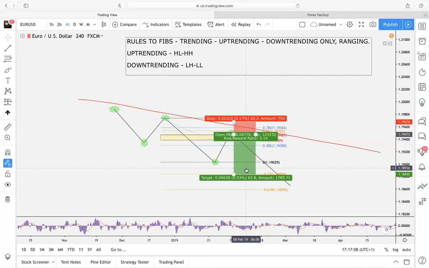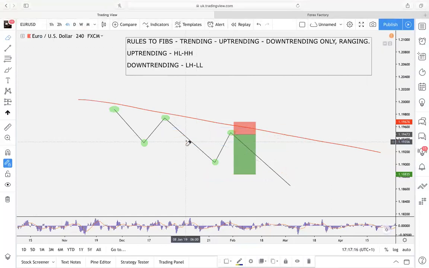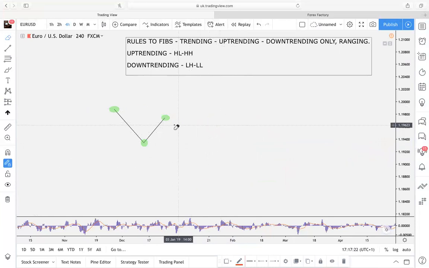So let's go onto the actual chart right now, purely because it's all good seeing it here, but seeing it on the chart is a whole different story. So let's just get onto actually doing it on the chart. Just delete all this stuff here.